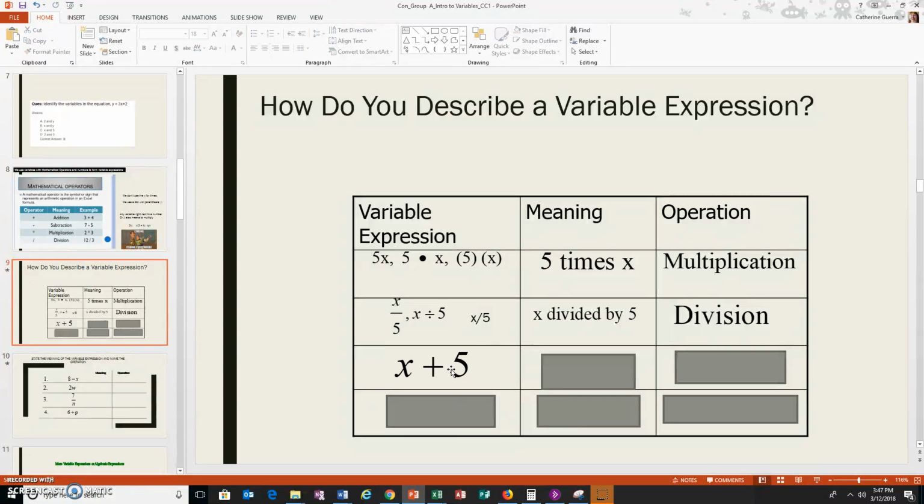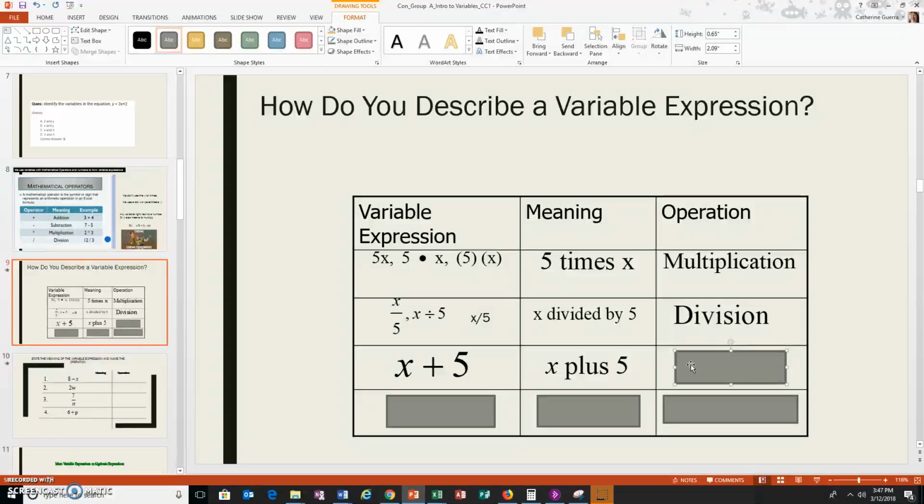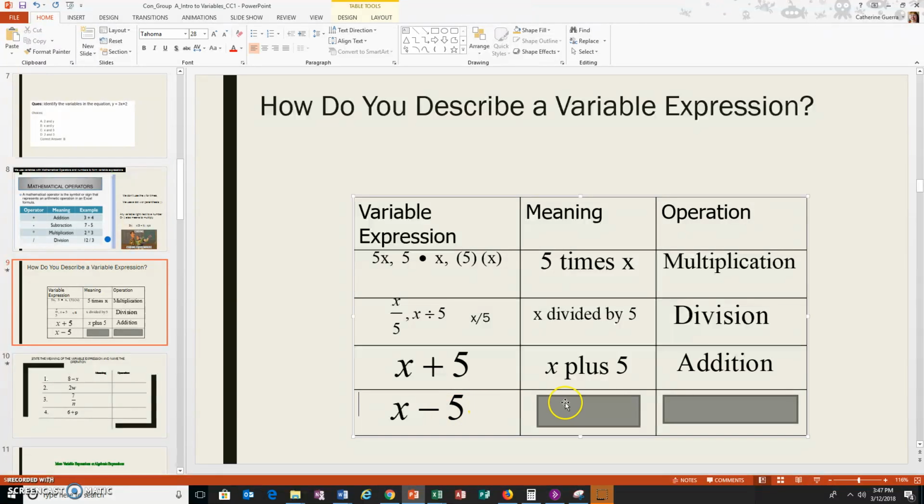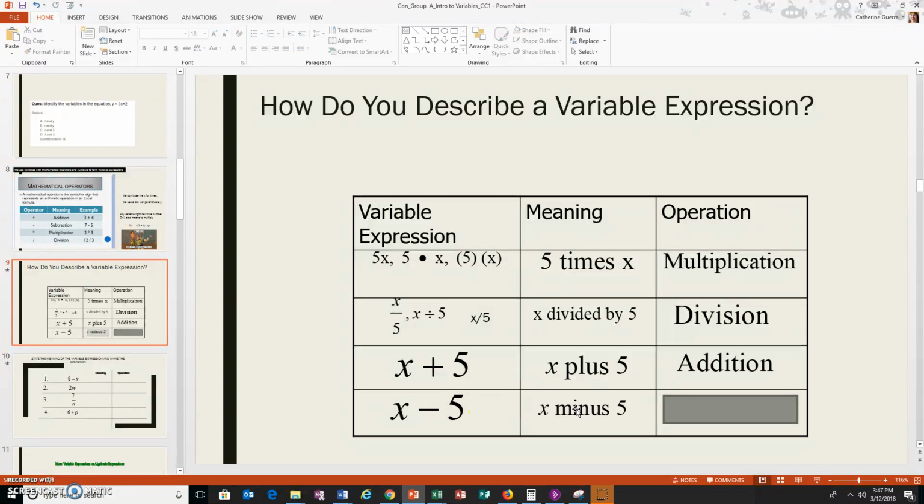Let's see how you can work on this. What is the meaning of this? If you said x plus 5, you would be correct, and the operator is addition. Try this one. What is the meaning of that one? If you said x minus 5, you would be correct, and the operator is subtraction.